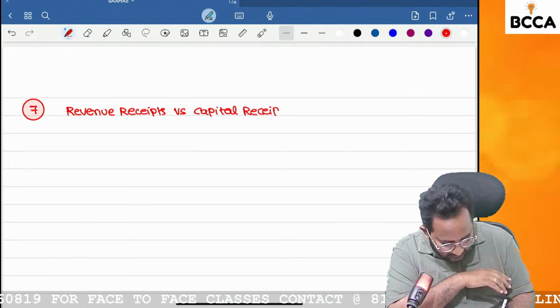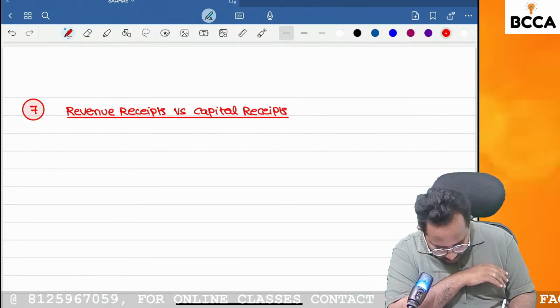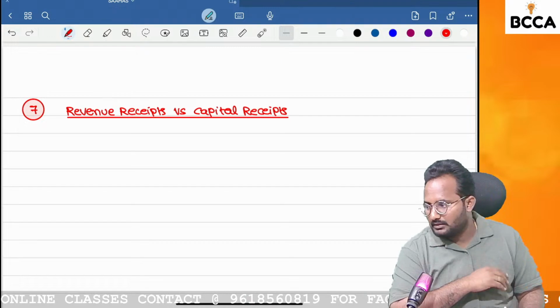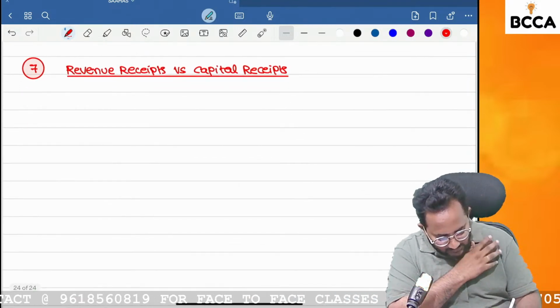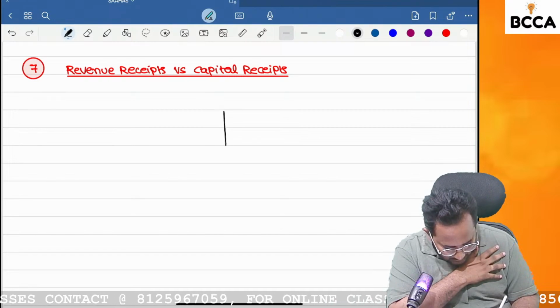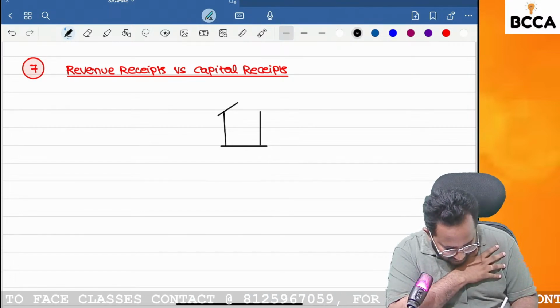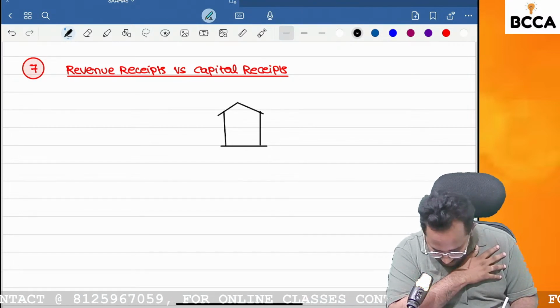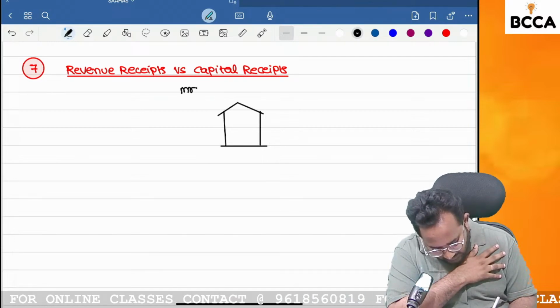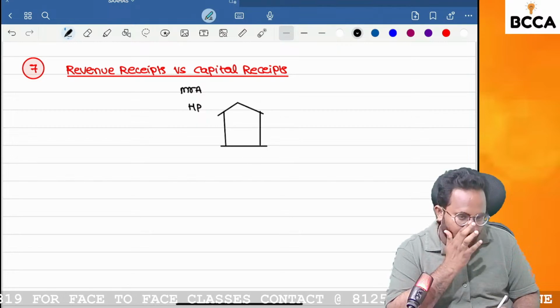Revenue receipt versus capital receipts. By way of taking one example, we can understand what we mean by revenue receipt as well as capital receipt. So just please give me one name. We can take the name as Mr. A. So Mr. A has one house property.